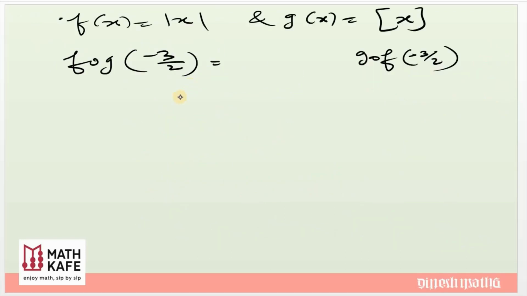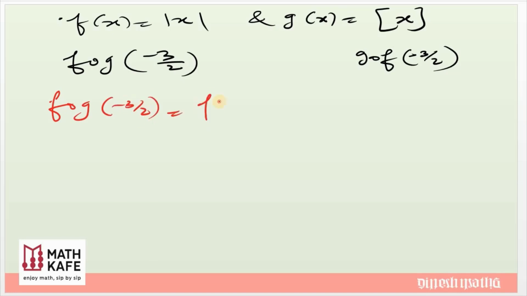Let us see another typical question, generally an objective type question, which you are likely to get in the board exam. f of x is equal to mod x and g of x is equal to the greatest integer part of x. Both are defined from real numbers to real numbers. What will be f of g of negative 3 by 2?